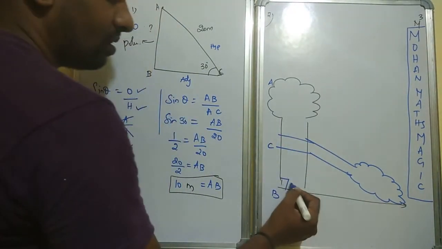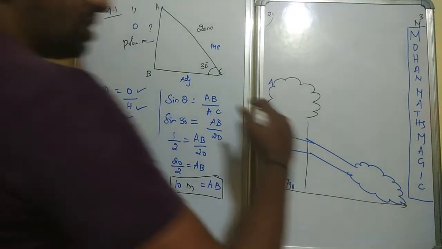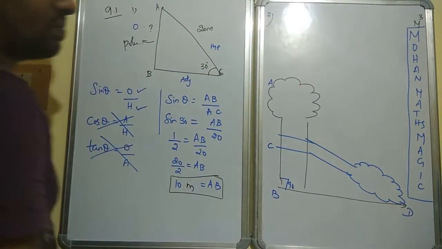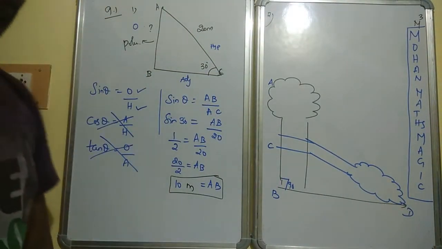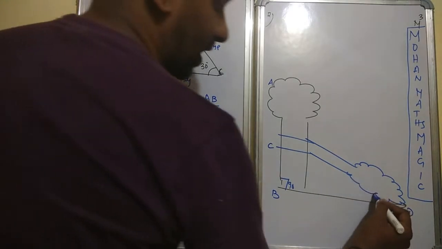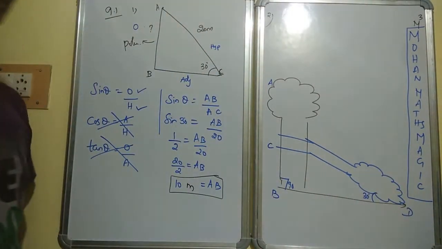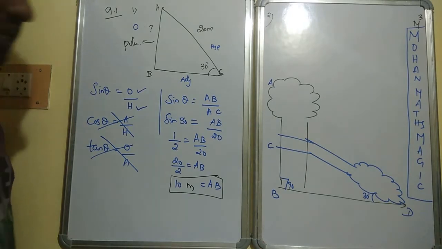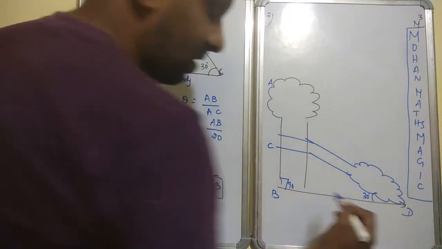This is 90 degrees. From C it goes to D. The angle is 30 degrees. They have given you this angle as 30 degrees. Very good. And the point where the top touches the ground is 8 meters. This is said to be 8 meters.